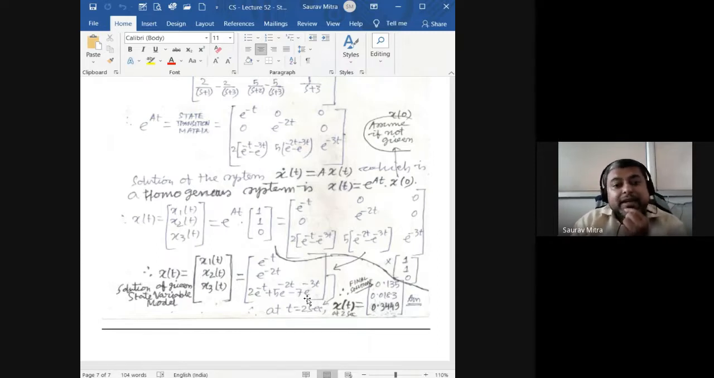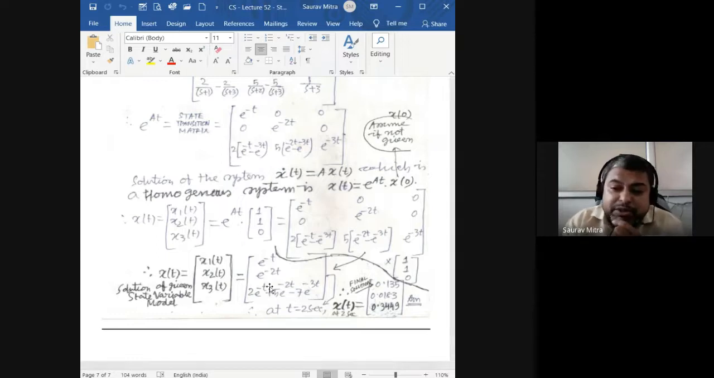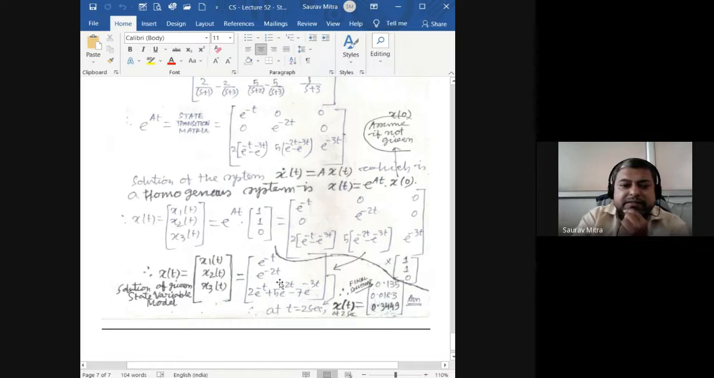And the final thing is, the question was asked: find the state variable amplitude at time t equal to 2 seconds. So the first job is to find the state variable solution. Second job is to multiply the initial condition with that. You find the solution of the state variables, and then substitute whatever time is given. So I have asked you to find the state variable amplitude at 2 seconds. So substitute e raised to minus 2.